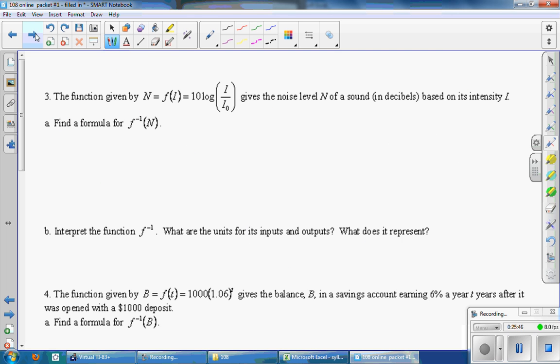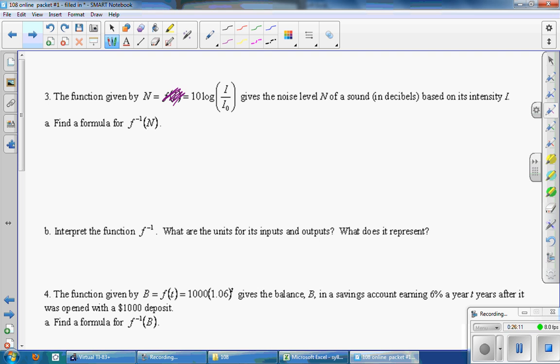Part C, the function given by n equals f of I equals 10 log of I over I naught gives the noise level n of a sound in decibels based on its intensity I. Whew. Part A, find a formula for f inverse of n. Okay, let's see if we can find our formula. Again, I'm going to ignore this little inner part for the time being. I have n equals 10 log of I over I naught.